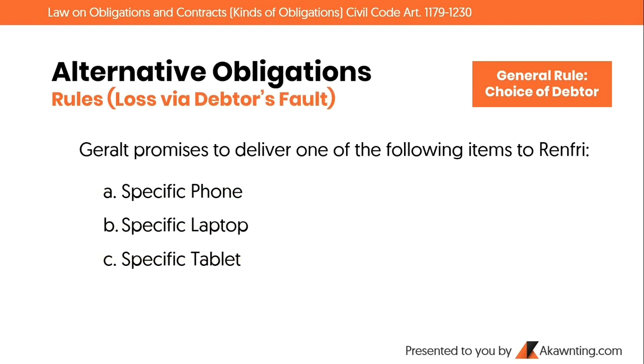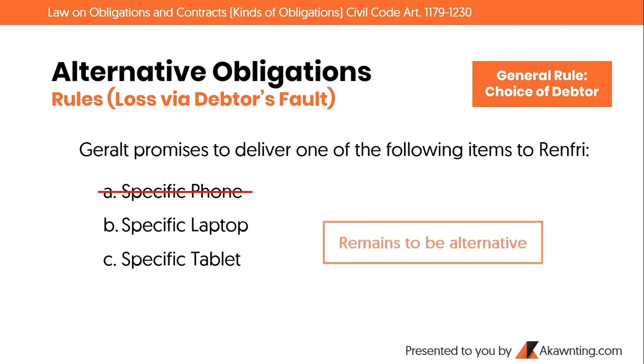Okay? So next, what if this time it's the debtor's fault. Okay, it's the debtor's fault naman na ngayon. So Gerald promises to deliver one of the following. Pare-pareho pa rin yung example natin. So, what if nawala yung letter A, specific phone? The answer is, this obligation remains to be alternative. Bakit? Kasi meron pa naman dalawang choices. Specific laptop and the specific tablet. Okay? So, wala tayong problema.